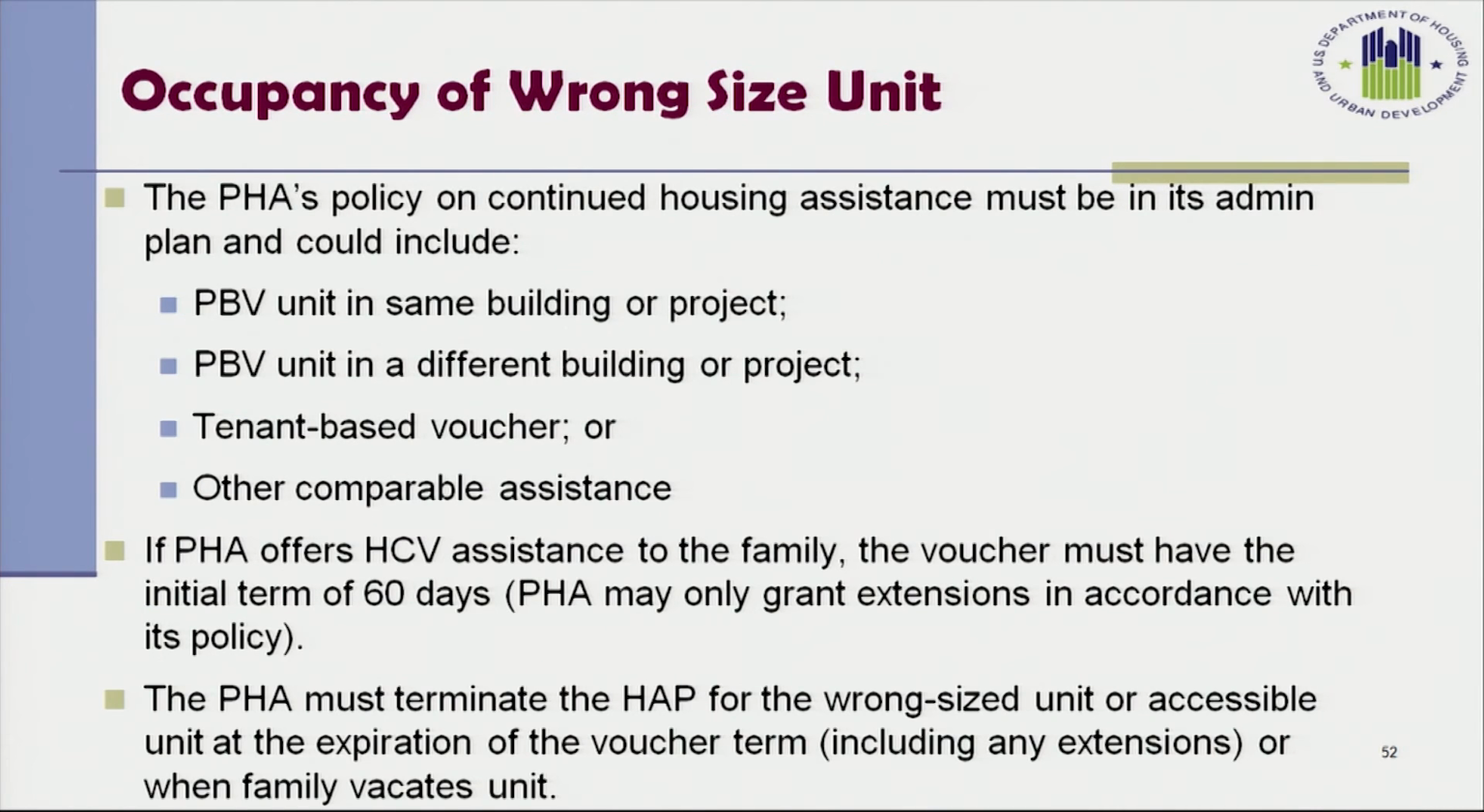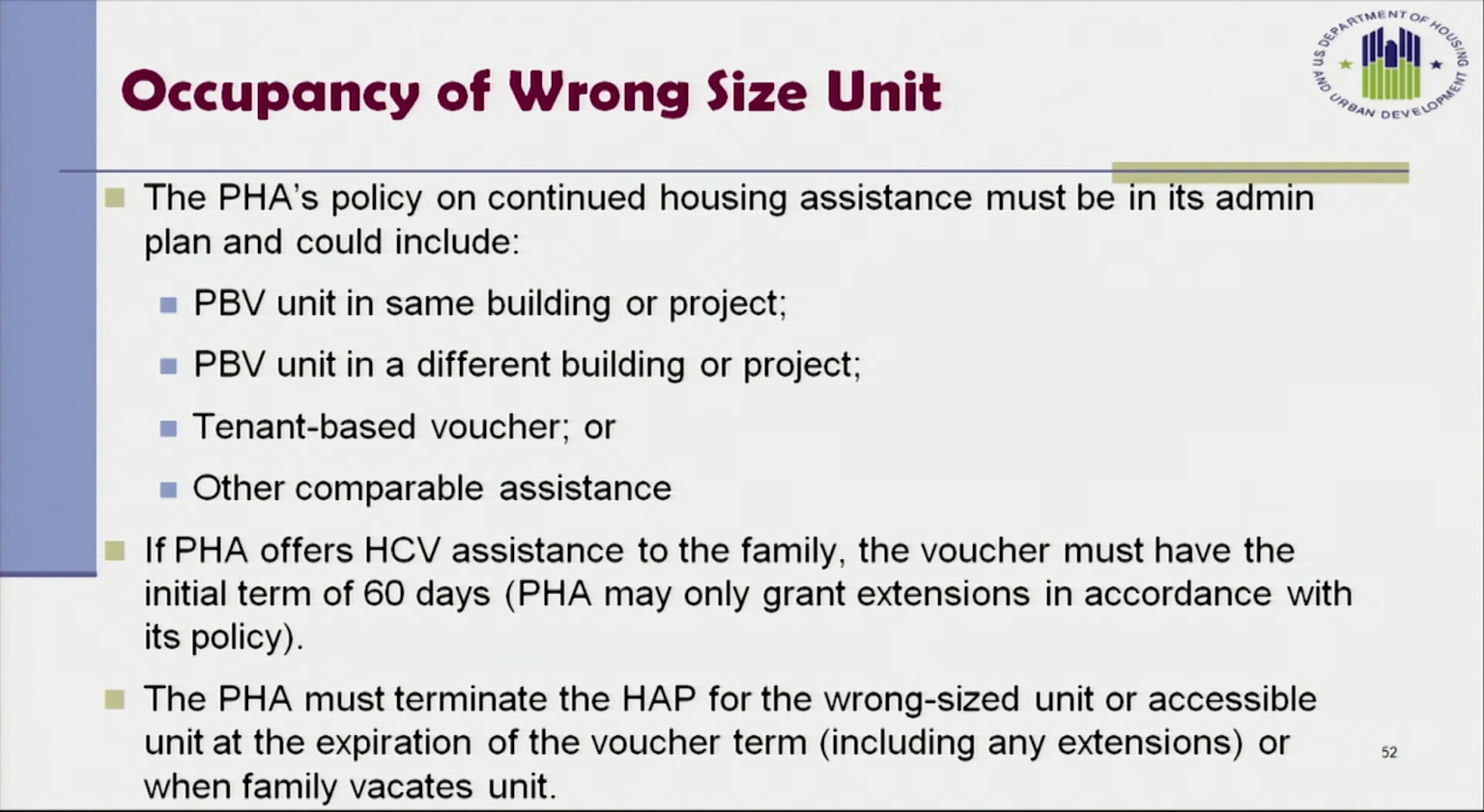The PHA's policy on continued housing assistance must be stated in the PHA's administrative plan. The continued assistance can include a project-based voucher unit in the same building or project, a project-based voucher unit in a different building or project, housing choice voucher assistance, or other comparable tenant-based assistance. If the PHA offers housing choice voucher assistance to the family, the voucher must have an initial term of 60 days. The PHA may grant extensions in accordance with its policy.